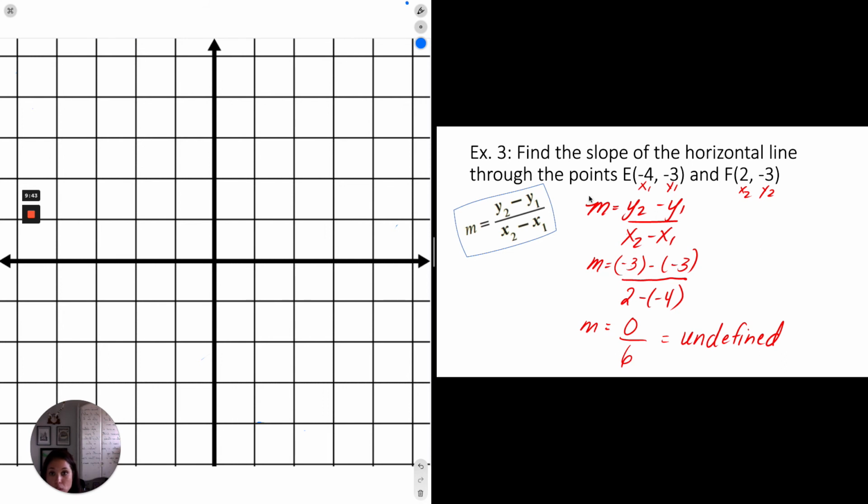So let me show you what this looks like on the graph. I have my first ordered pair, -4, -3. So 1, 2, 3, 4. 1, 2, 3. And then my next ordered pair, positive 2 on the x-axis, down 3 on the y. 1, 2, 3. So I have a horizontal line. There is no slope. It is just a straight line, and be sure to draw your arrows in.